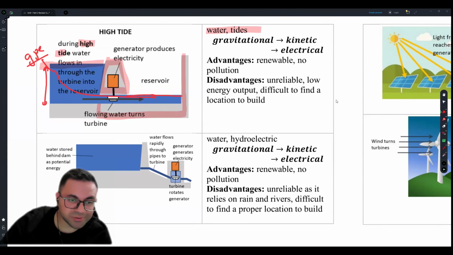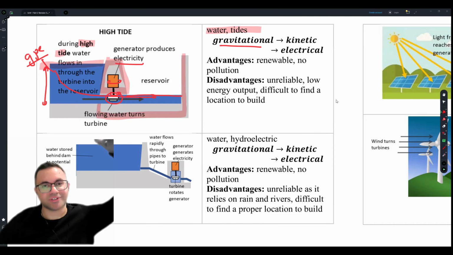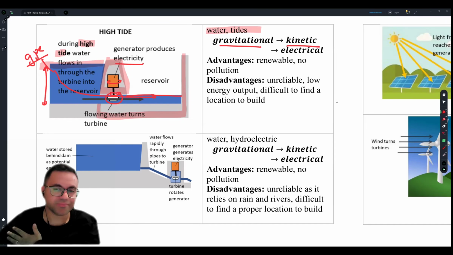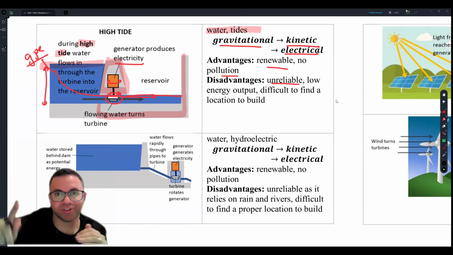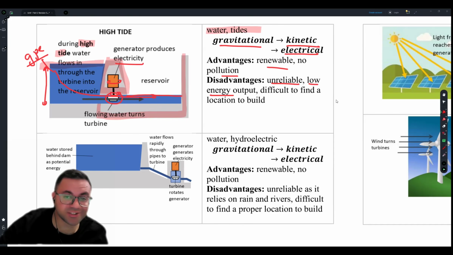And what do you know? We put a turbine in the way, which turns a generator and generates electricity. So it's gravitational, because the water has gravitational energy as it flows down, it turns to kinetic, to electric. Same thing, renewable, doesn't cause pollution. Disadvantages, it's unreliable, because it depends on the tide. That's not fixed. And it produces a low amount of energy. And it's also difficult to find the location to properly build. It's hard to build.